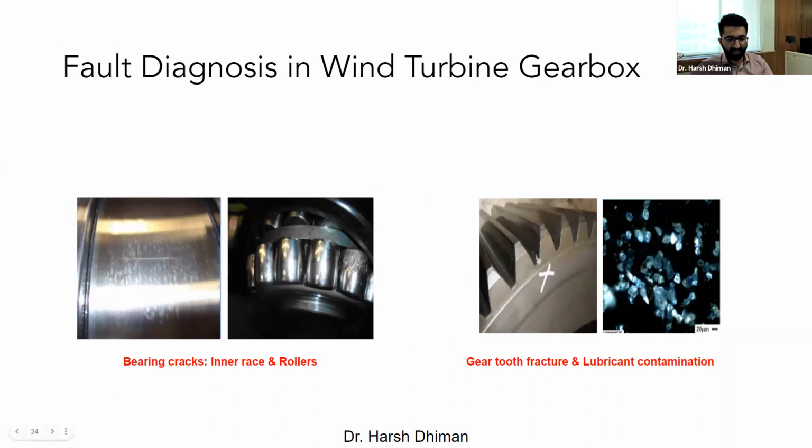You have your bearing cracks, right? The cracks develop over a period of time. There could be a fracture, as you can see. So there could be a tear between the two teeth of the gearbox. And again, you can see there's a lubricant. There could be contamination in the lubricant of the gearbox. This could lead to malfunction.